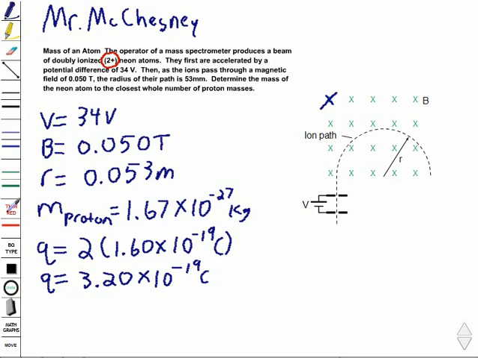The thing we don't know is the mass of neon, which is what it asks you to find. You need the mass of neon so that you can figure out how many protons are in that mass.